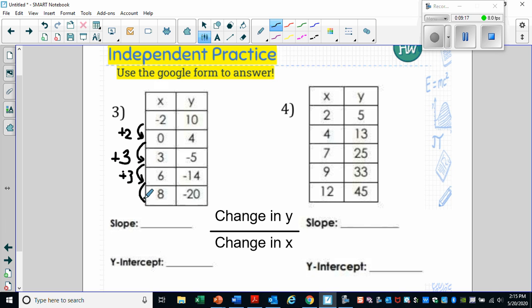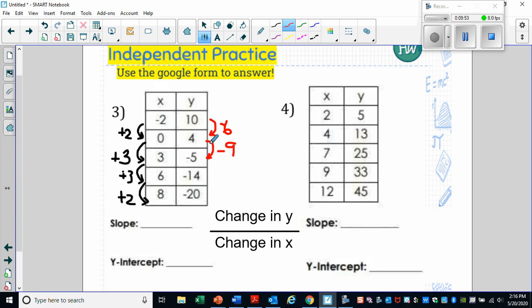And from 6 to 8, we went up 2. Now for the y's, we originally went from 10 to 4, so that's actually a change. -6 is our change because 10 minus 6 is 4. Now be careful, this is the trickiest one of the trickiest. From 4 to -5, we actually went down 9.